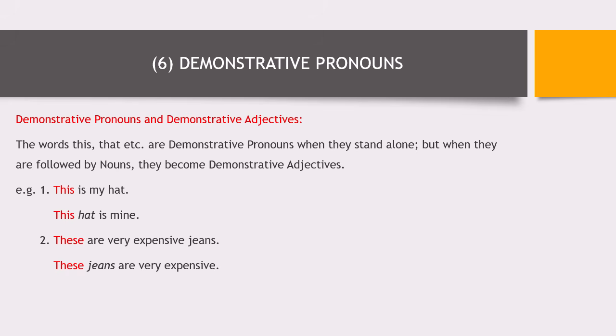2. These are very expensive jeans. Here, these is a demonstrative pronoun. These jeans are very expensive. Here, these is a demonstrative adjective, as it is followed by the noun jeans.